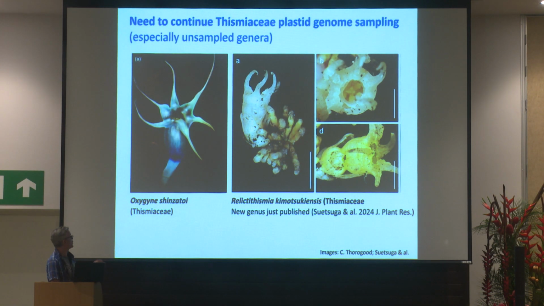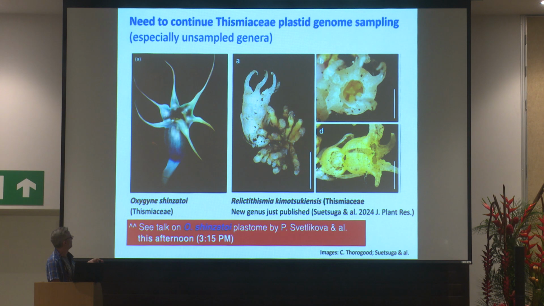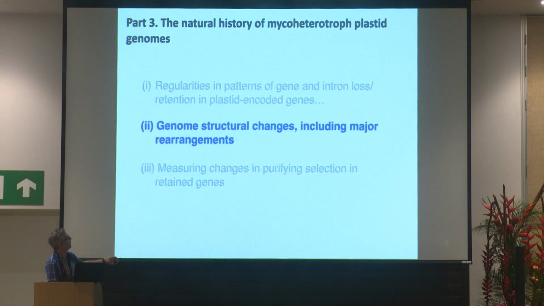So there's a talk this afternoon by Petra Svetlakova on Oxygyne, which is an important missing lineage within Afrothismiaceae and a beautiful plant. And then there's this recently described group within Afrothismiaceae, Relictothismia, a paper that basically came out last week, describing a new genus of Afrothismiaceae. So really excited to think about those.